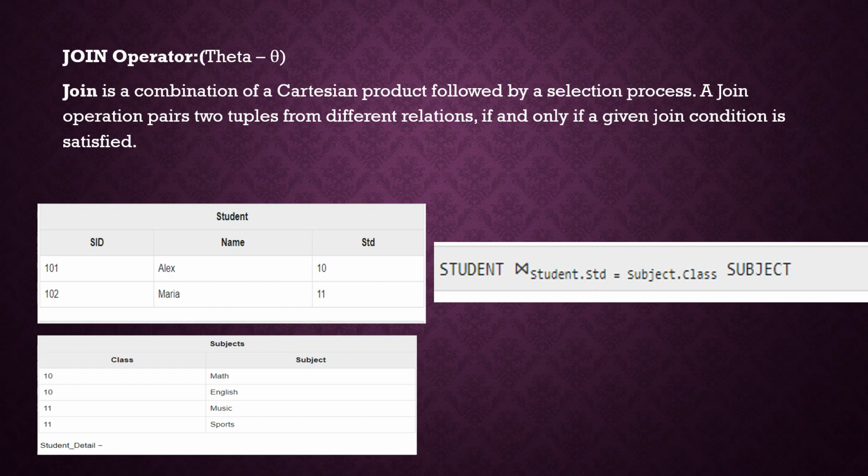Here class is the attribute of subject, and in the previous one, std is the attribute of student. In these two tables, if those particular columns are the same, then we have to join those two tables, student and subject. So two tables, student and subject, we can join by mentioning the same columns, same relation or same attributes in these two tables. It is about the join operator.